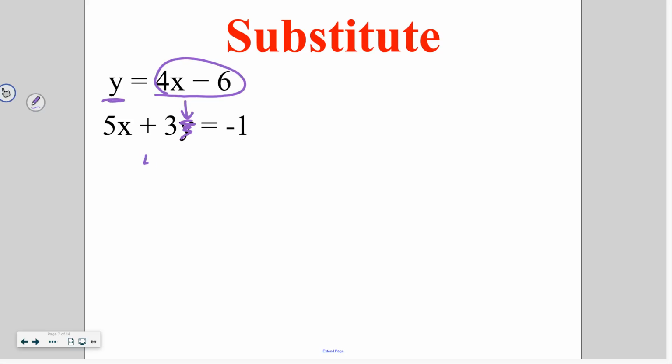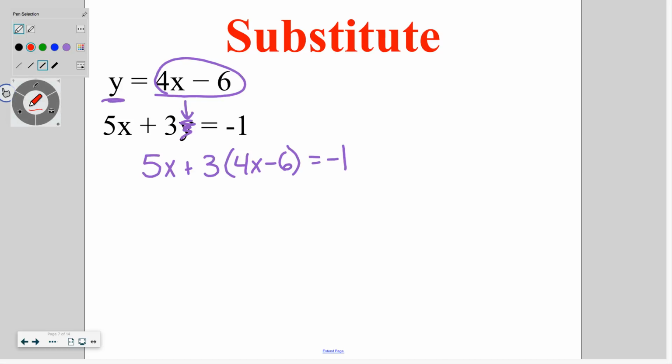So what this is going to look like, we've got 5x plus 3 times, and then in parentheses, we have this whole expression. And that's still equal to negative 1. So we took what y is equal to and we replaced it in the second equation. So instead of having an x and a y, now we just have x in the second equation.